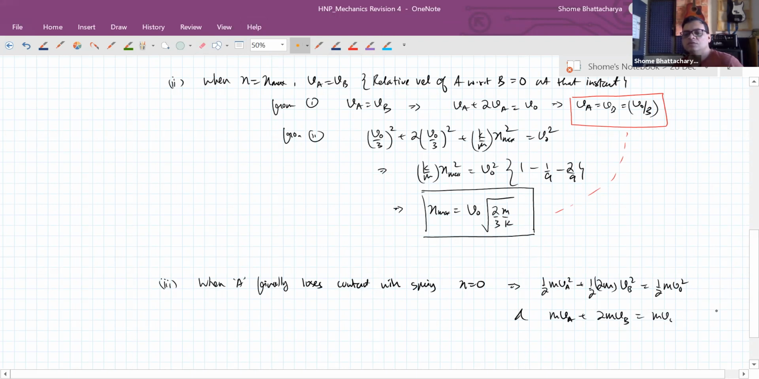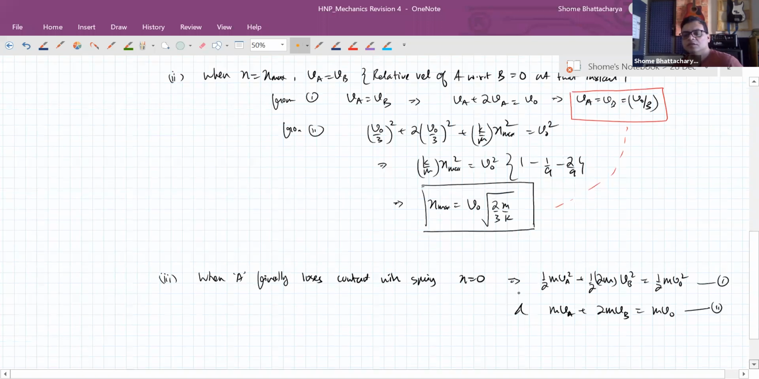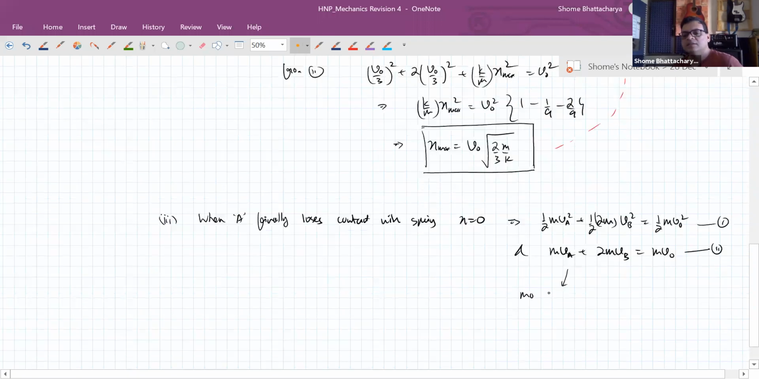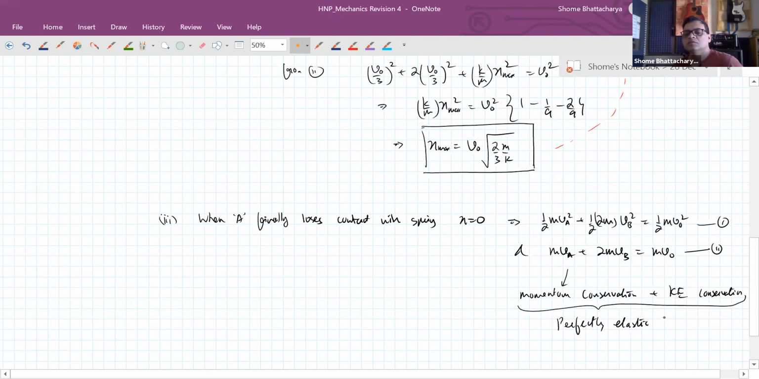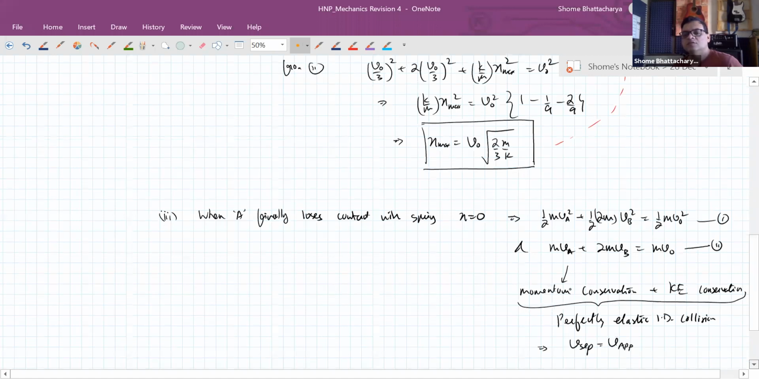But we can use a trick here: this is like the situation where there is momentum conservation plus kinetic energy conservation. So it is like the situation of a perfectly elastic 1D collision. You can also see that this means separation velocity should be equal to approach velocity. So we can use the fact that VB minus VA should be equal to V naught.